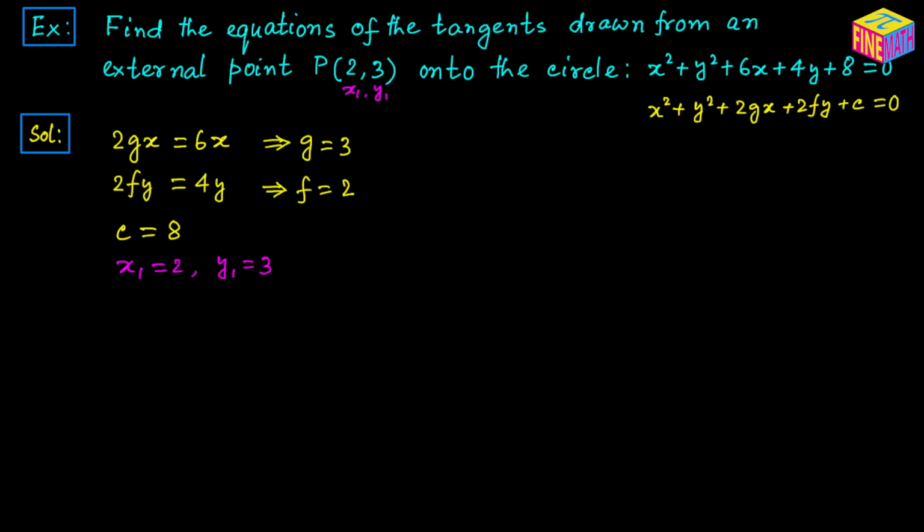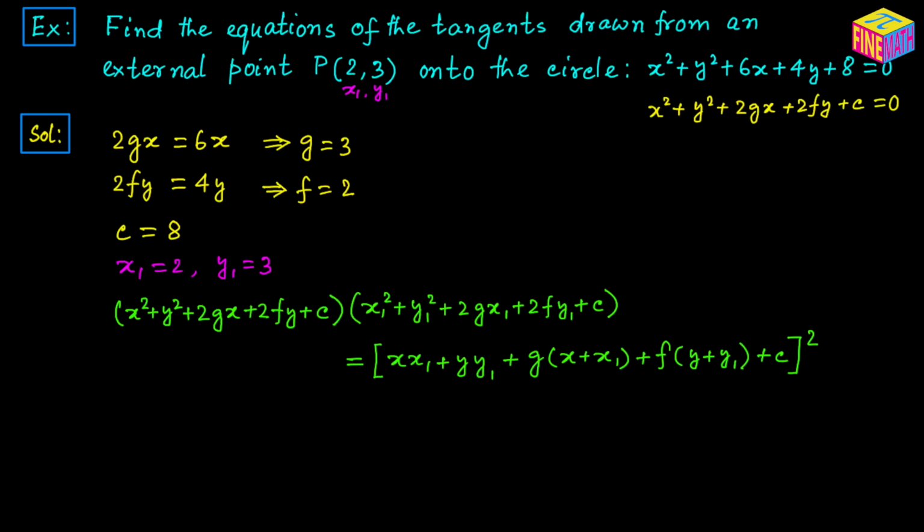Well, x sub 1 is the x coordinate of the external point P, which is equal to positive 2, and y sub 1 is the y coordinate of the external point P, which is equal to positive 3 in this case. Next, we are going to use the joint equation of the tangent lines. We just derived it, so it looks like this. And here let's plug in the values.